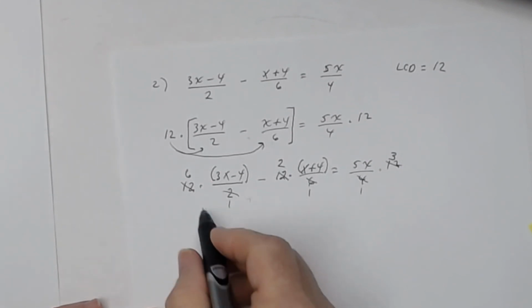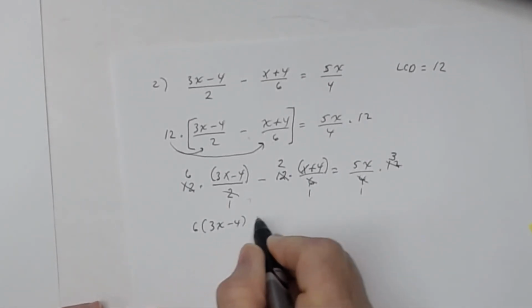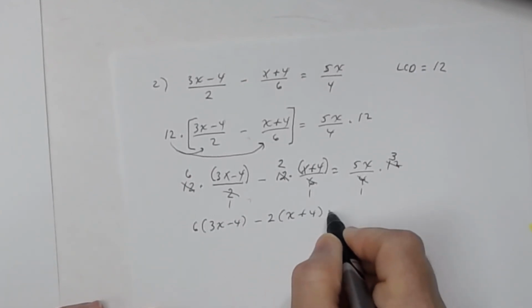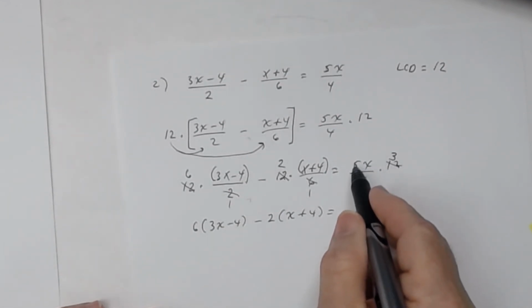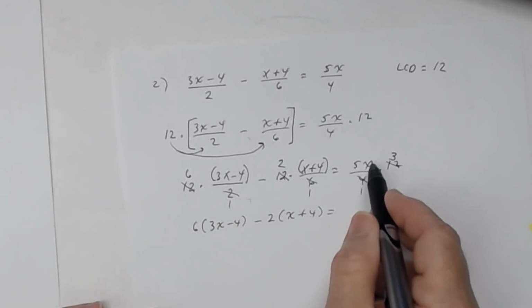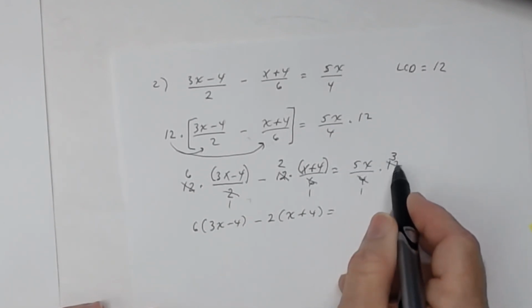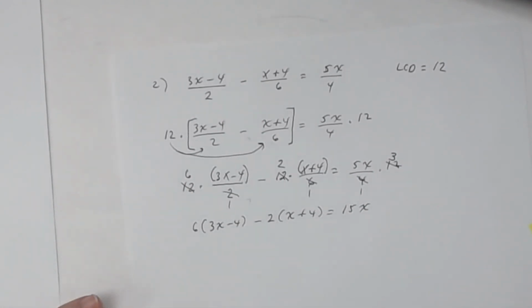So now when I rewrite it, I get 6 times (3x − 4) minus 2 times (x + 4) equal 5x times 3. Let's go ahead and do that now. Remember, multiplication is commutative. All this is multiplication: 5 times x times 3. The order in which you multiply does not matter. 5 times 3 is 15. 15 times x is 15x.